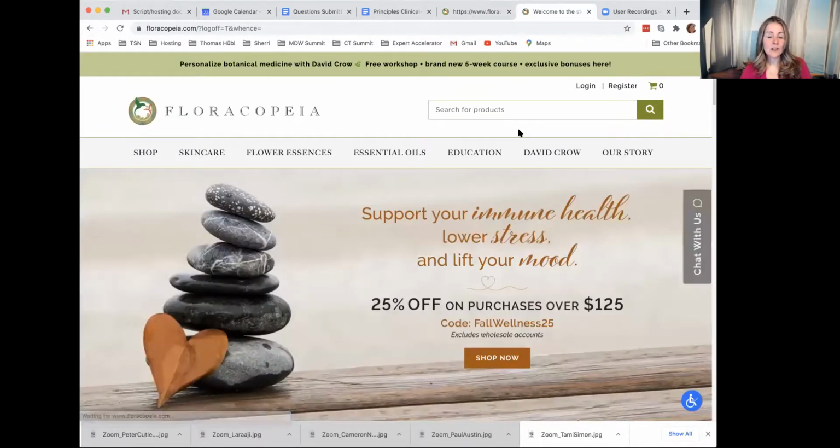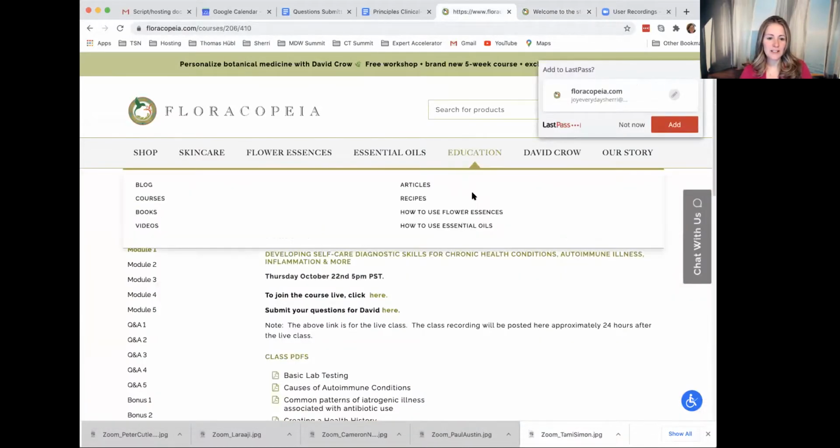So to get to the course homepage, where all of your resources are for the course, you go to Floracopia.com, and then up in the upper right, you see the word log in. So just click there, then enter the email you used to register for the course, then click through, and you'll see under courses, you have the Principles of Clinical Level Self-Care course in your courses area. Click on that, and then you'll come to this page.